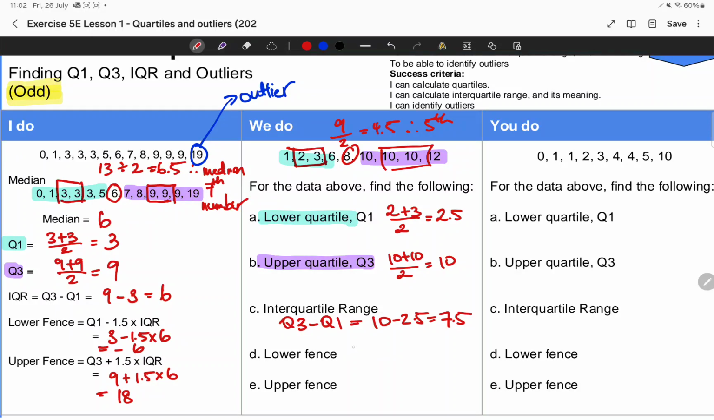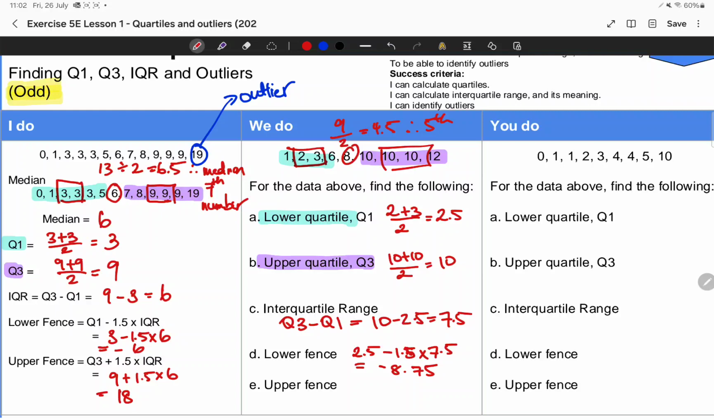So lower fence is going to be Q1, so 2.5 minus 1.5 times 7.5. And if we do that in our calculator, keeping in mind we have our BODMAS, then the answer is going to be negative 8.75.